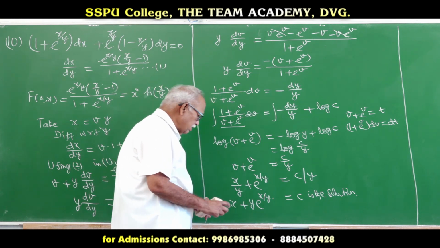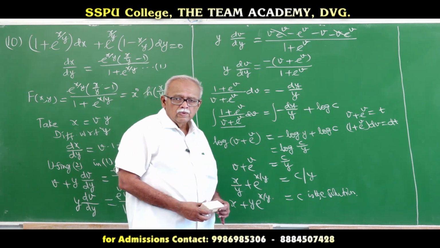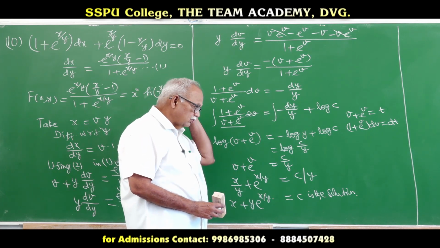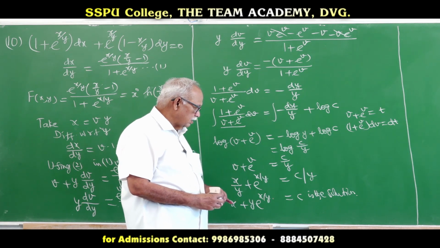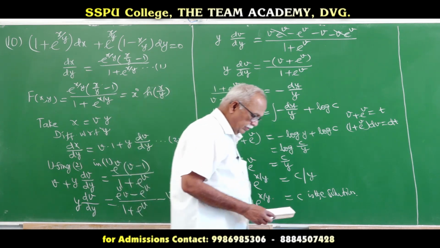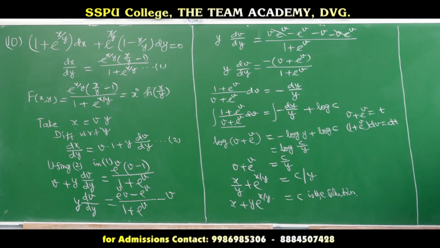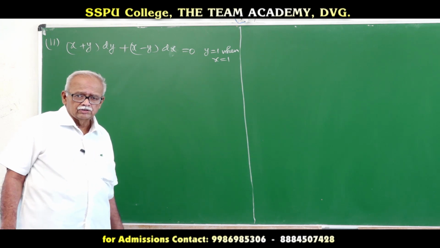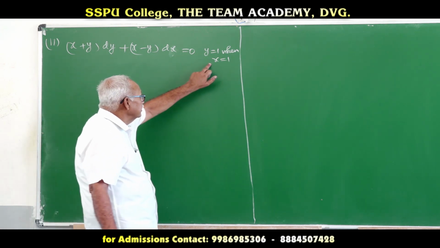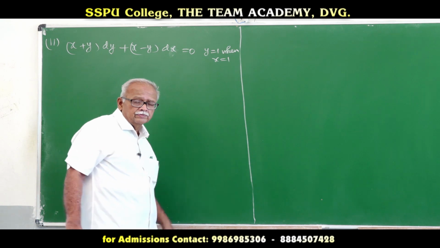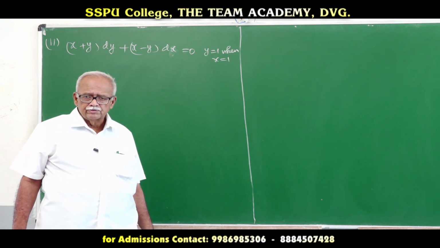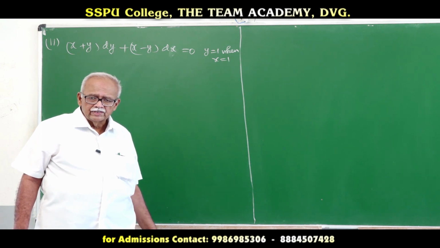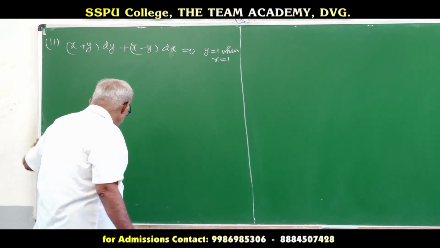Let us go to the next. Now, 10 problems we have done with solutions. Now, let us go to particular solution problems. Now, the 11th question, which is a particular solution. You see, they have given the condition x is equal to 1, y is equal to 1. Using that, after the general solution, we substitute x is equal to 1, y is equal to 1, find the value of the constant, eliminate the constant, and we get the particular solution.